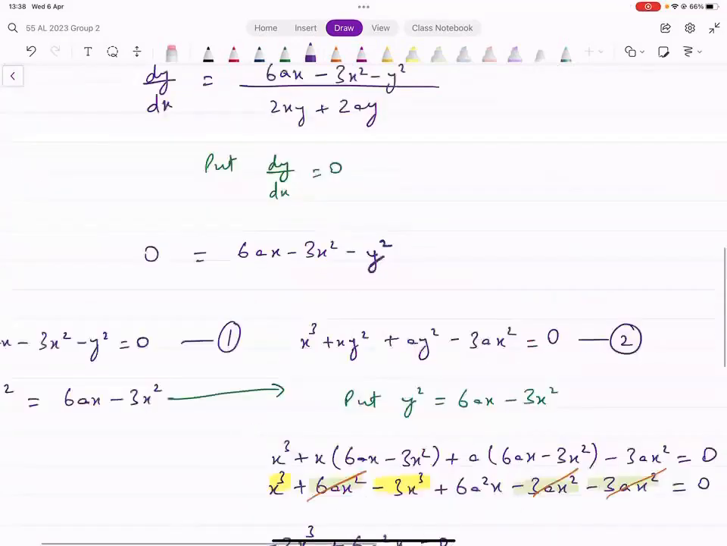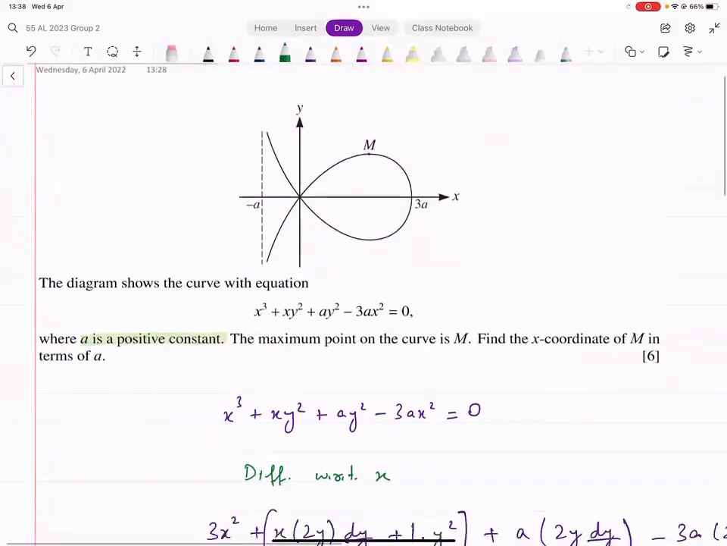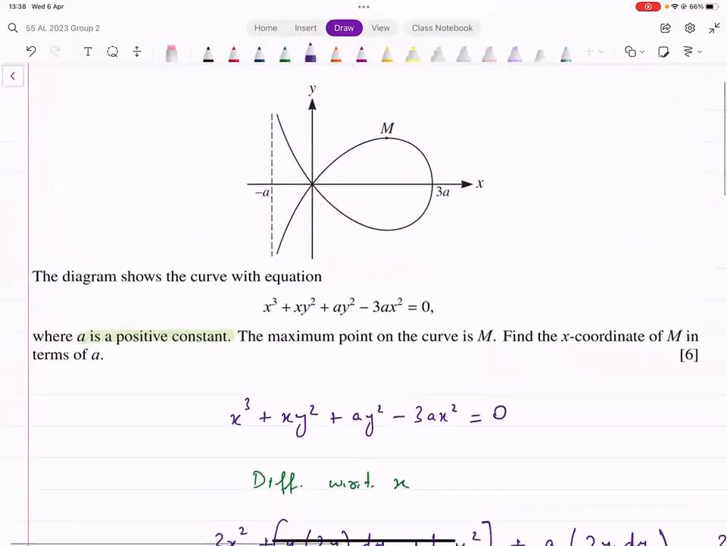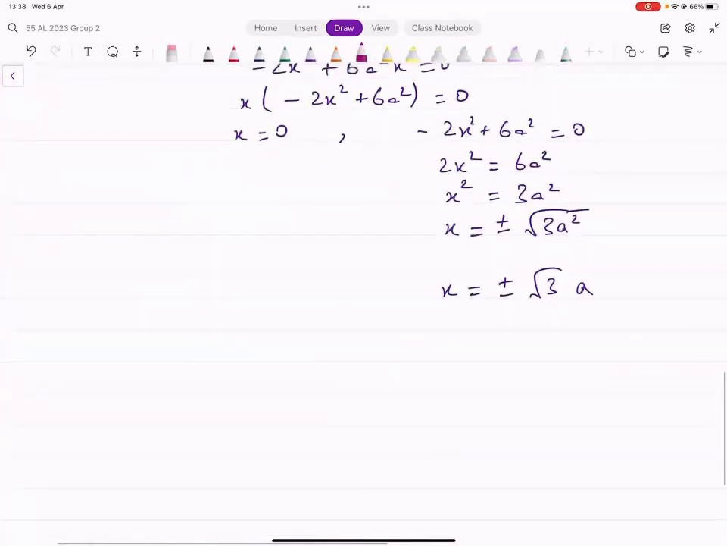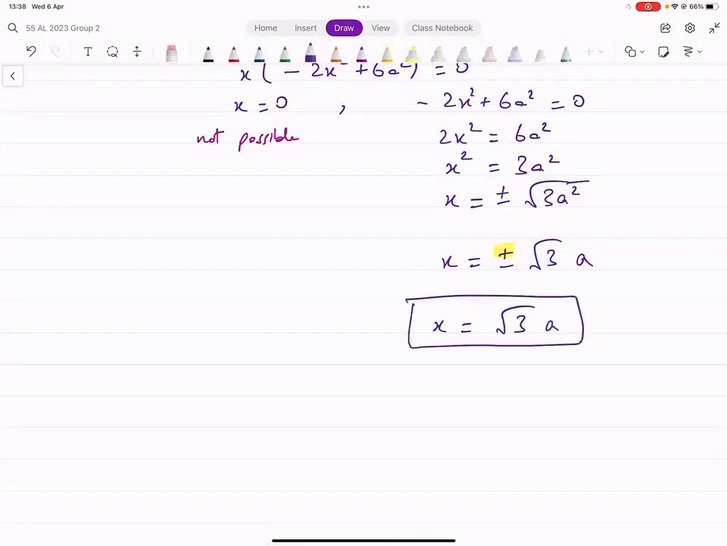अब हम जाते हैं ऊपर देखते हैं. M का x coordinate can it be 0? It can't be 0 on the graph. It can't be negative. It has to be positive. So we say 0 is not possible. ये तो नहीं हो सकता. Negative भी नहीं possible. We only have this positive x value possible. So we say x equals square root of 3 times a. That's what we're looking for. A is outside the square root.